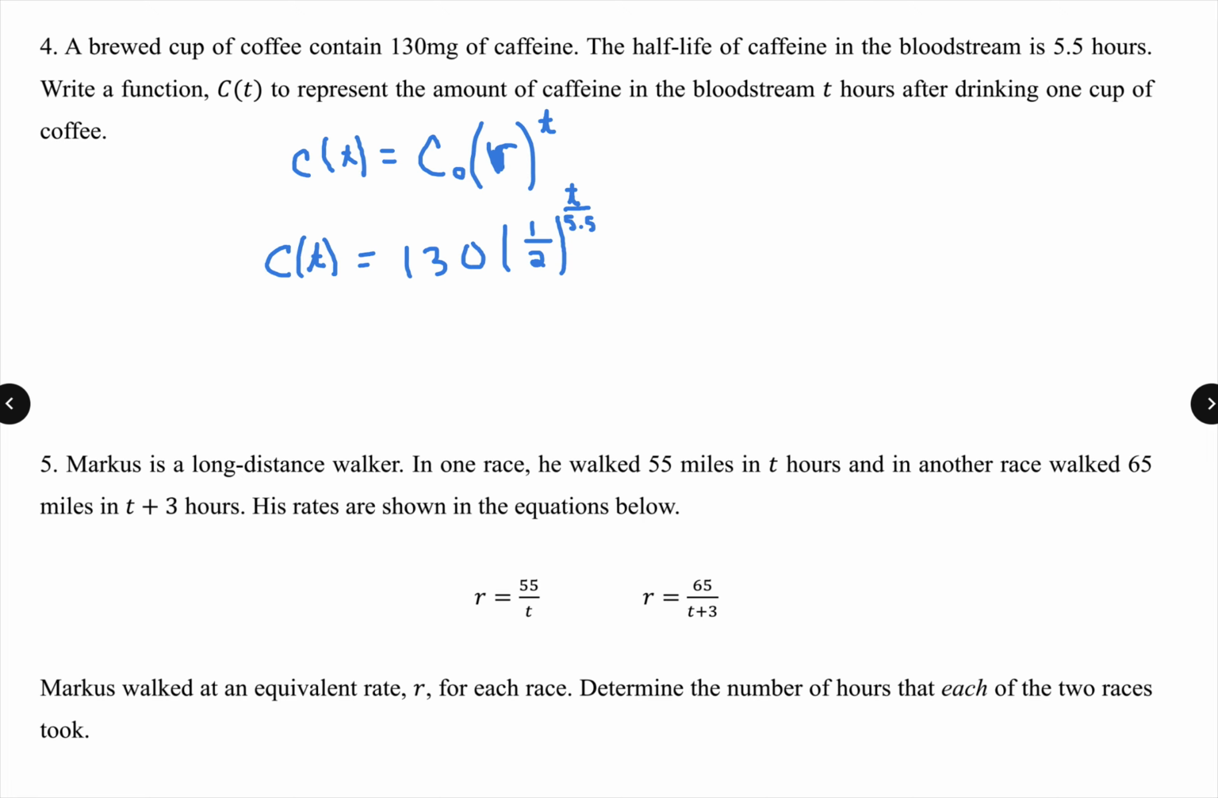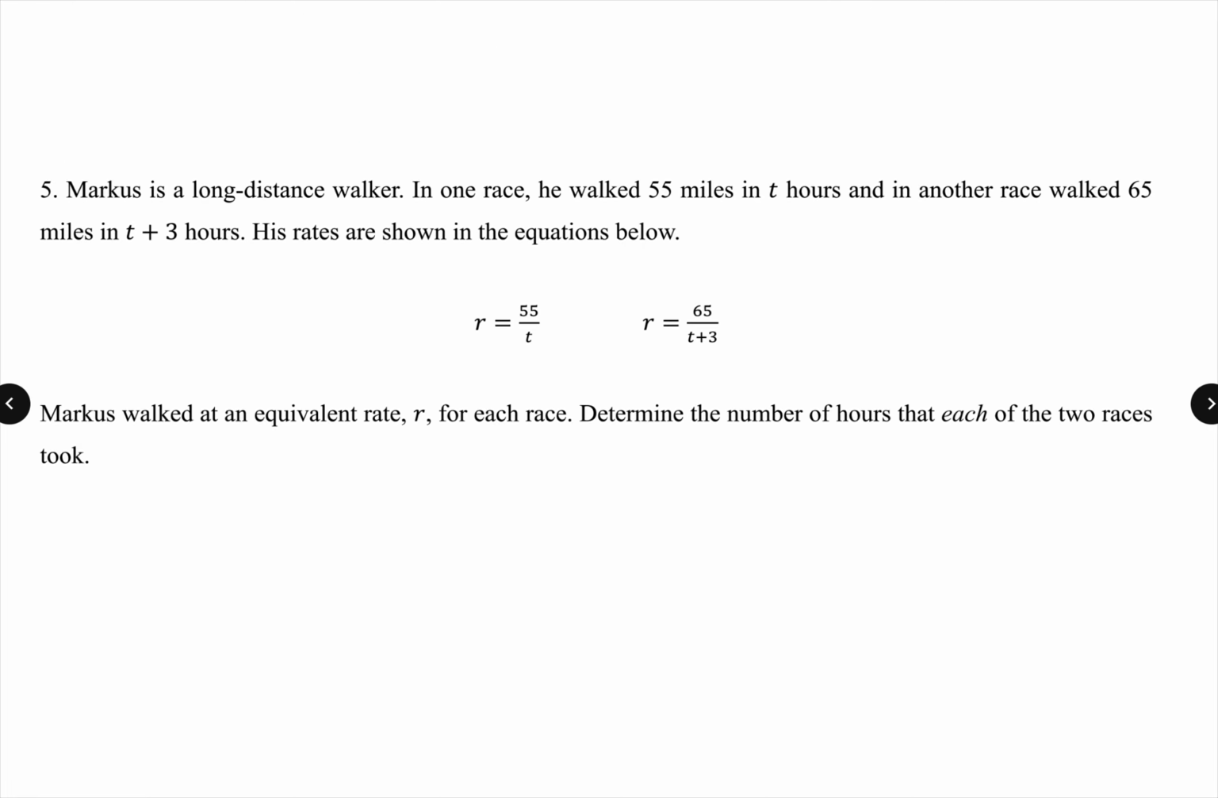All right, cool. Number 5. Marcus is a long distance walker. In one race, he walked 55 miles in t hours. In another race, 65 miles in t plus 3 hours. I don't know who's a long distance walker, but that's a boring sport. His rates are shown in the equations below: R equals 55 over t and R equals 65 over t plus 3. We know he walked at an equivalent rate for each race. Determine the number of hours that each of the 2 races took.